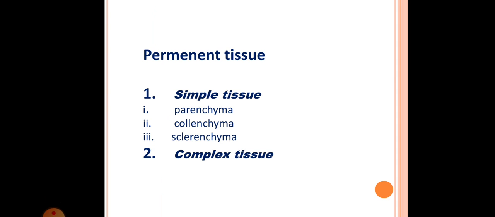So we are going to study the permanent tissues. In previous class we already studied the meristematic tissues. Permanent tissues have two types of tissues. First one is simple tissue and another one is complex tissue. Simple tissues are of three types: parenchyma, collenchyma, sclerenchyma. We'll see them one by one.